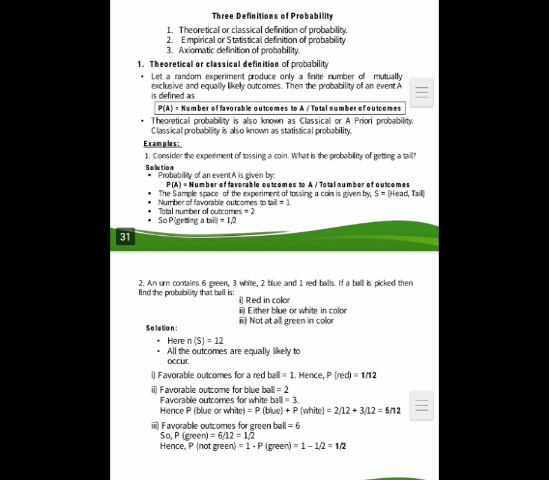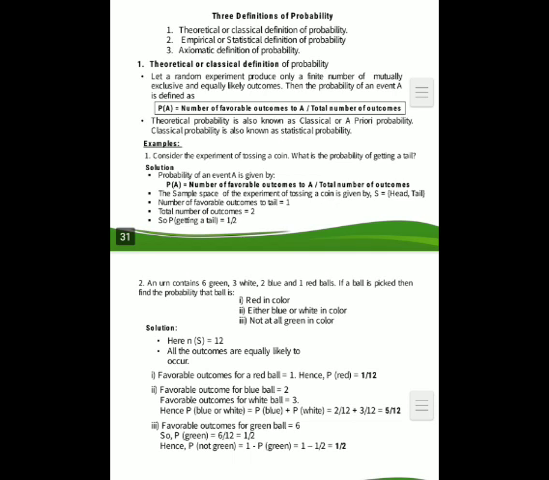So for example, consider the experiment of tossing a coin. What is the probability of getting a tail? Solution. Probability of an event A is given by P(A) is equal to the number of favorable outcomes to A over the total number of outcomes. The sample space of the experiment of tossing a coin is given by S is equal to {head, tail}. Number of favorable outcomes to tail is 1. Total number of outcomes is 2. So P(getting a tail) is equal to 1 over 2.